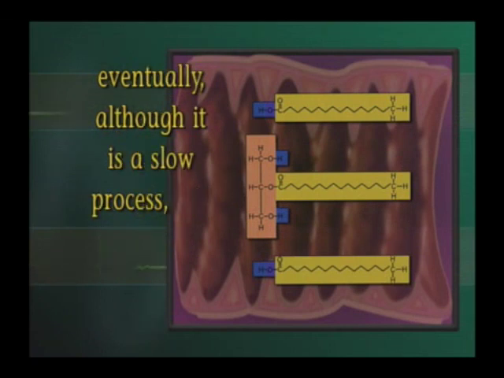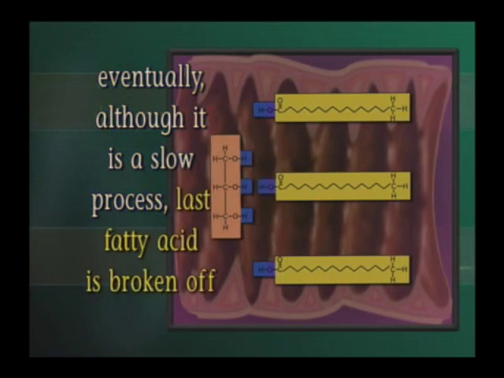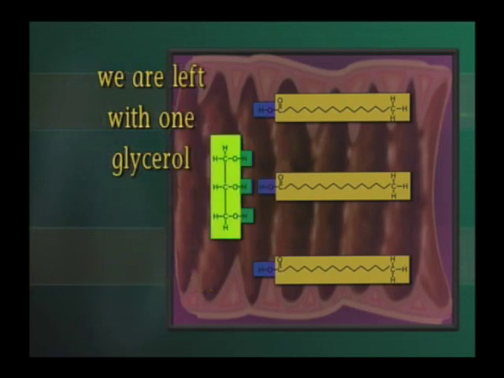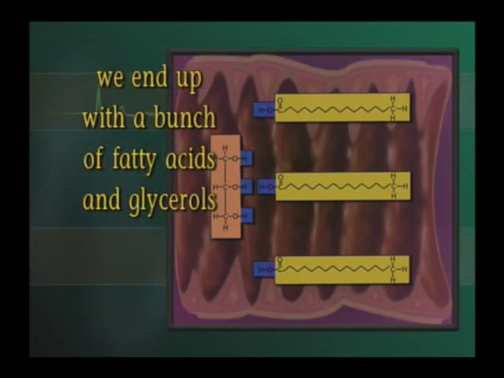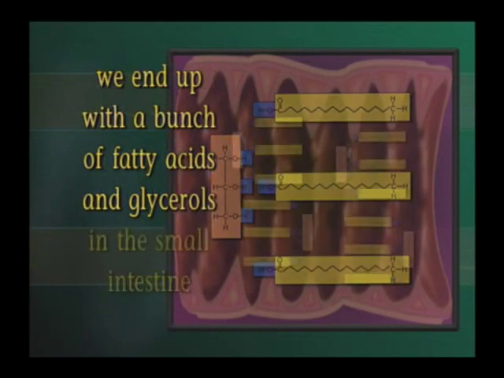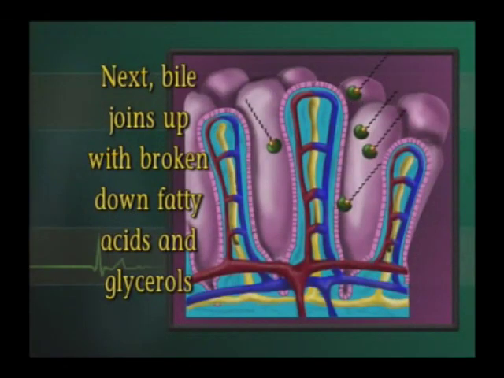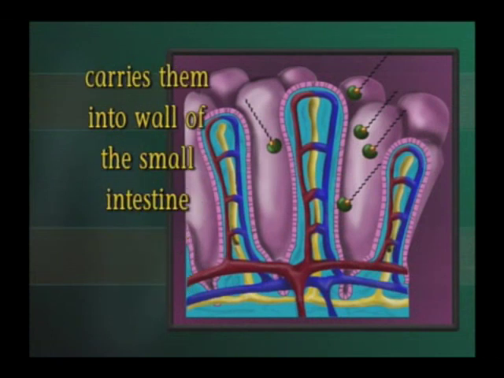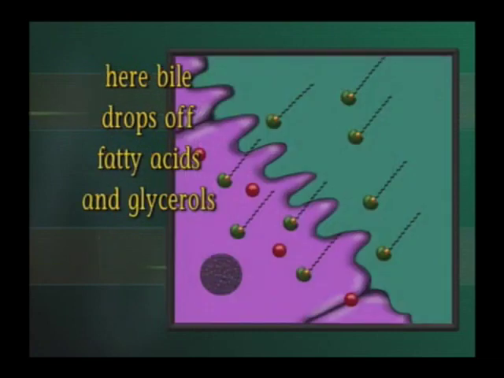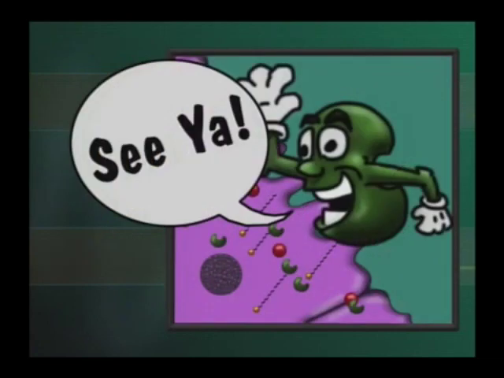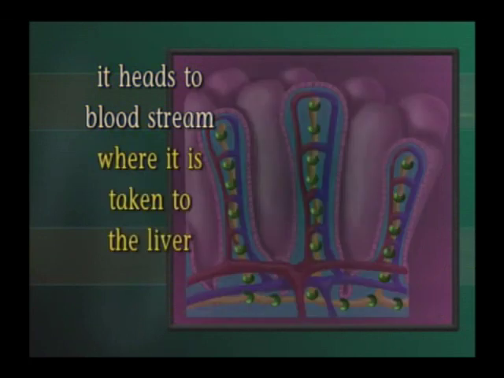Eventually, although it's a pretty slow process, the last fatty acid is broken off and we're left with a lone glycerol. This happens with all the fats that are brought into the body, and we end up with a bunch of fatty acids and glycerols in the small intestine. Okay, so what's next? Next, the bile joins up with the newly broken down fatty acids and glycerols and carries them into the wall of the small intestine. Here, the bile drops off the fatty acids and glycerol and says, "See ya!" It heads for the bloodstream where it's taken to the liver and the whole process starts over.